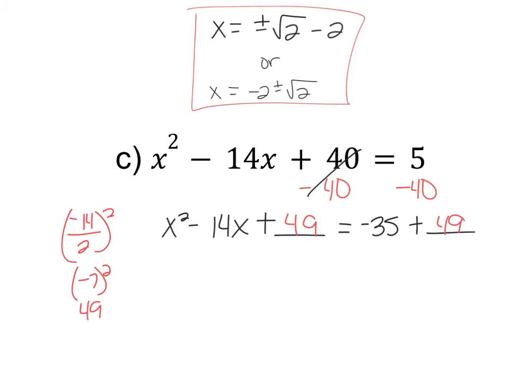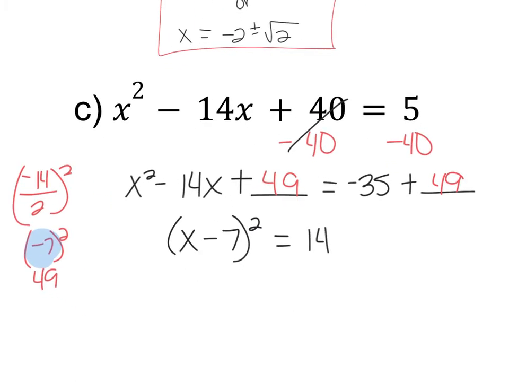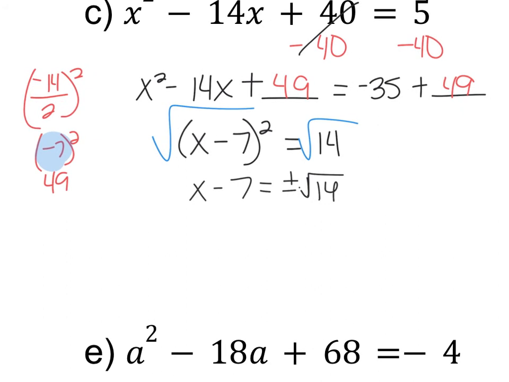Okay, so now let's talk about this. Since this was a negative 7 right here, whenever you factor it, it's going to be x minus 7 squared. And then what would that be? 14? Yes. Okay, so let's take the square root. And you have x minus 7 equals plus or minus the square root of 14. Let's add the 7. So that would give me x equals 7 plus or minus the square root of 14.